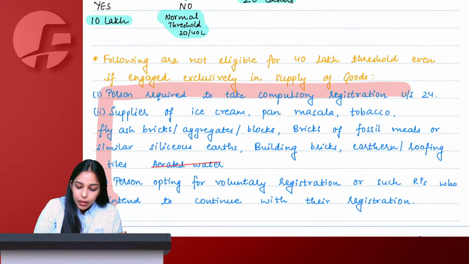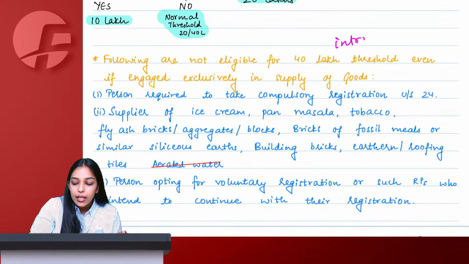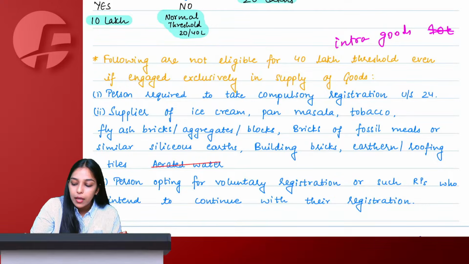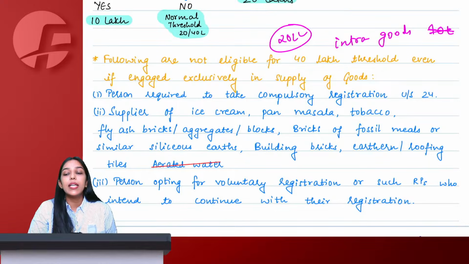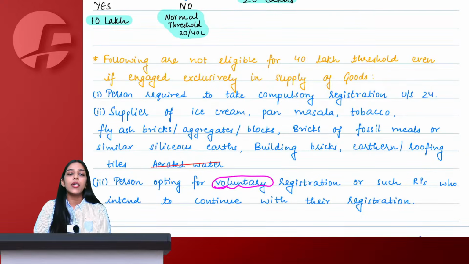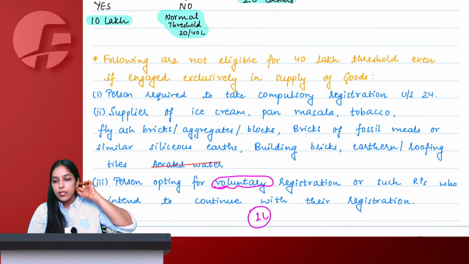But there are some people who, even if they do intrastate exclusive supply of goods, then also they cannot get the 40 lakh benefit, which means for them the applicable turnover limit will only be 20 lakh. If I have taken voluntary registration and I want to continue, no problem. Even if my turnover is just 1 lakh and I want to take voluntary registration, I can take, of course.